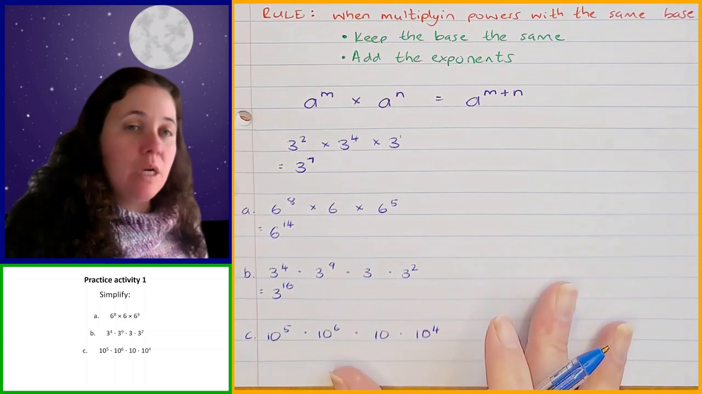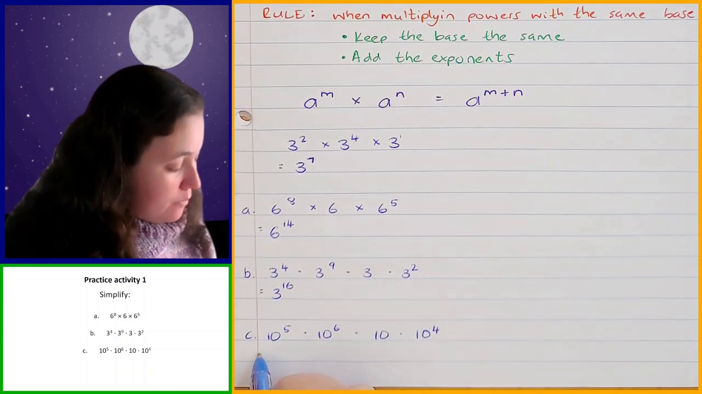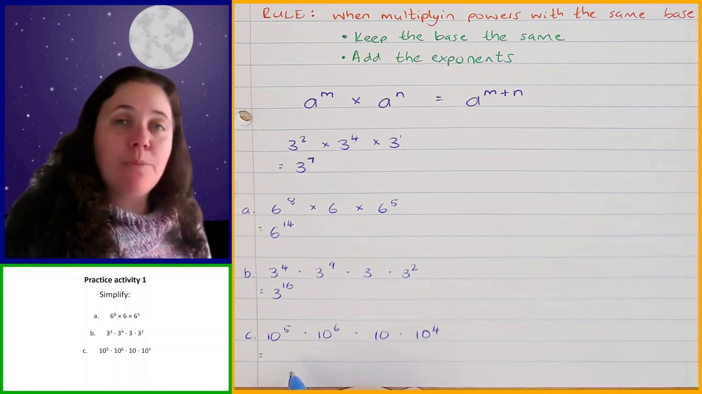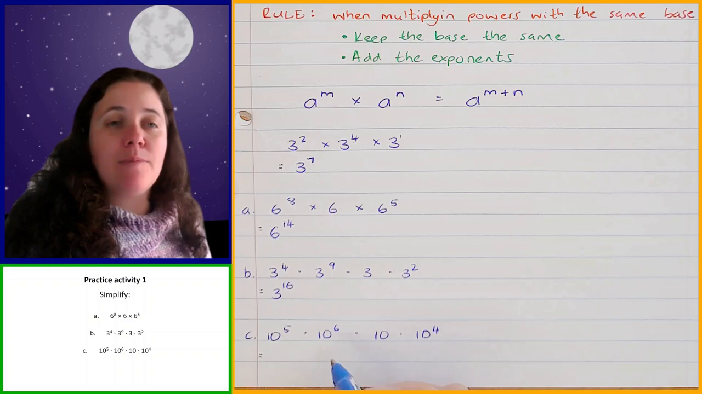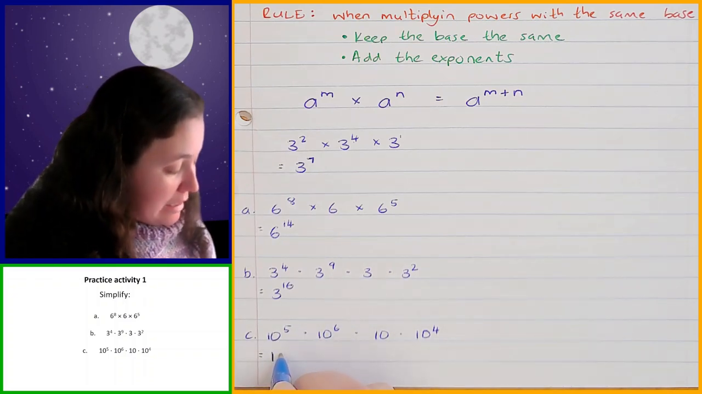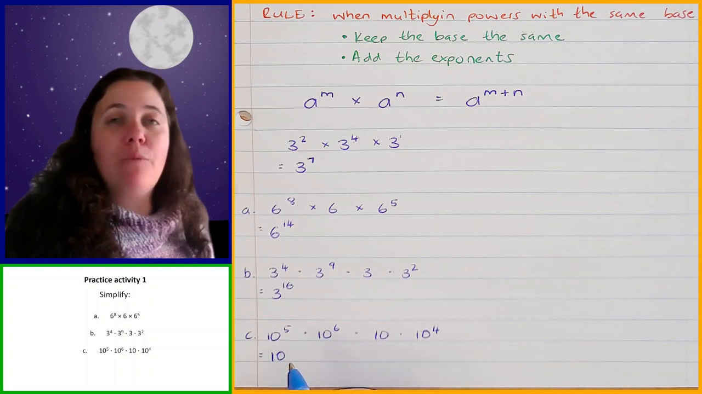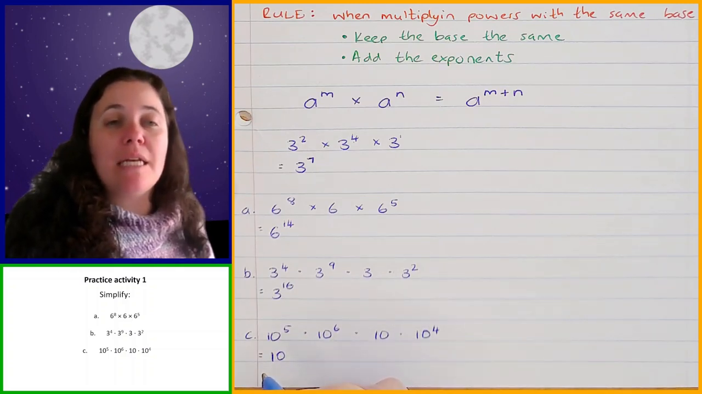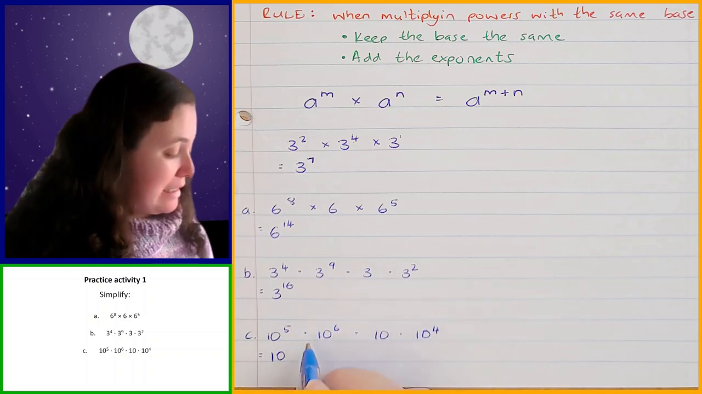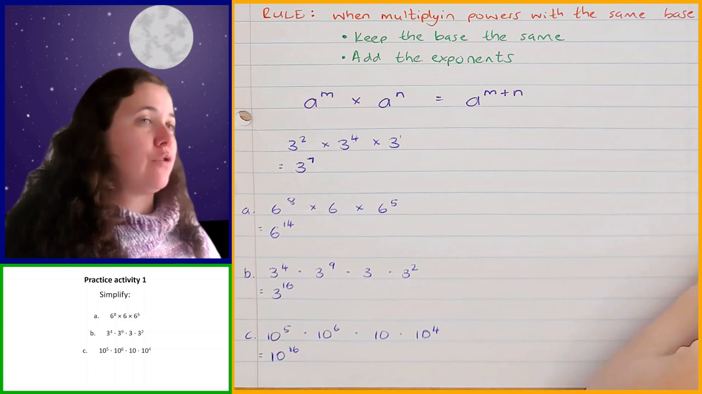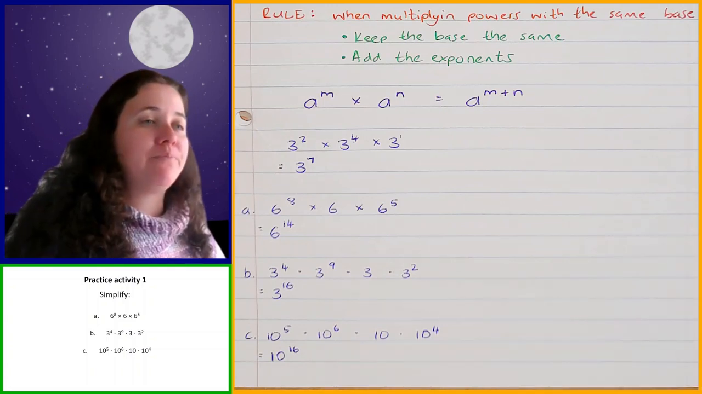And then the last one, question C, we've got 10 to the power of 5 times 10 to the power of 6 times 10 times 10 to the power of 4. So again, they all have the same base of 10. It's going to stay the same. And then we're going to add our exponents. We've got 5 plus 6 is 11, plus 1 is 12, plus 4 is 16 again. So that's what you should have got for each of those three questions. Okay.